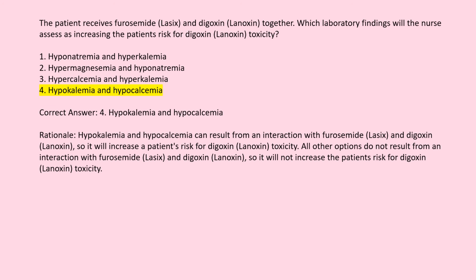Correct answer. 4. Hypokalemia and hypocalcemia. Rationale. Hypokalemia and hypocalcemia can result from an interaction with furosemide, Lasix, and digoxin, Lanoxin. So it will increase a patient's risk for digoxin, Lanoxin, toxicity. All other options do not result from an interaction with furosemide, Lasix, and digoxin, Lanoxin, so they will not increase the patient's risk for digoxin, Lanoxin, toxicity.